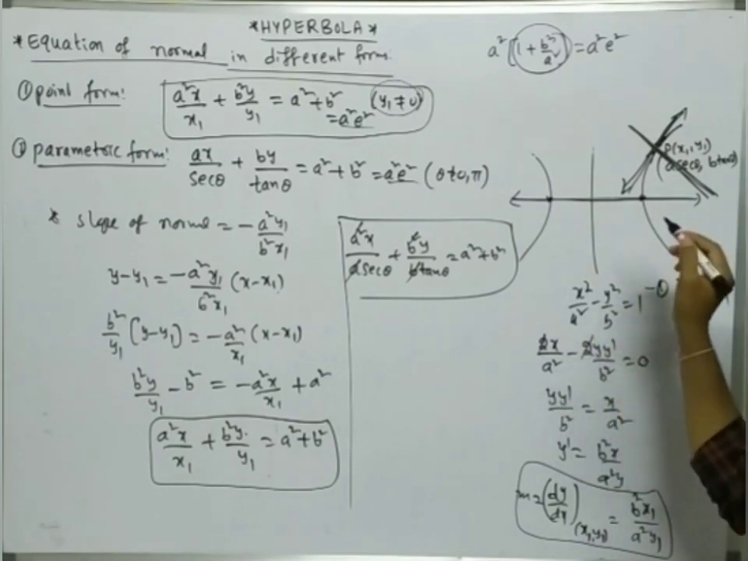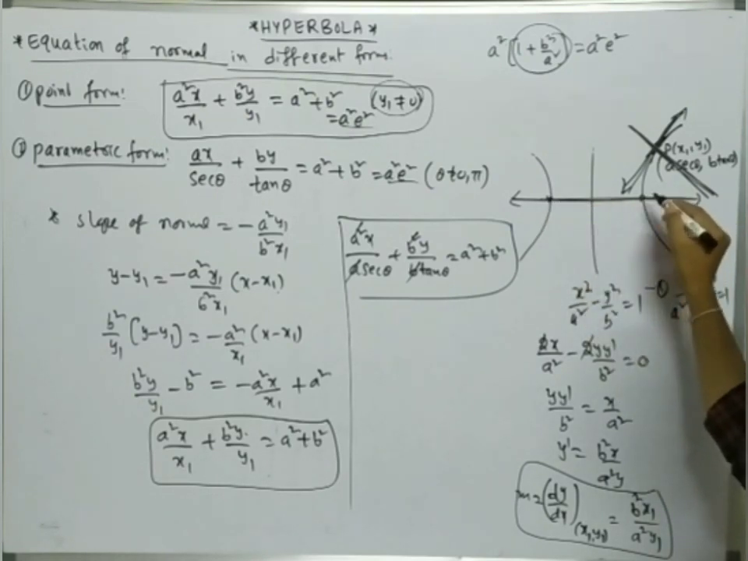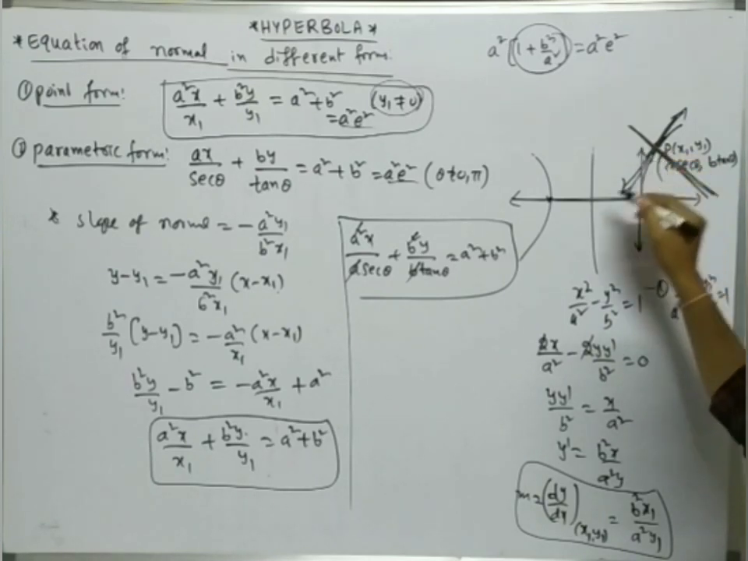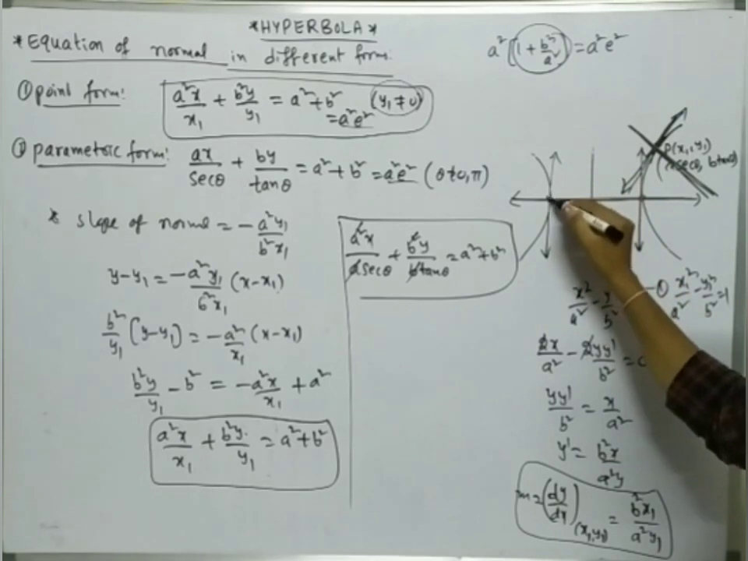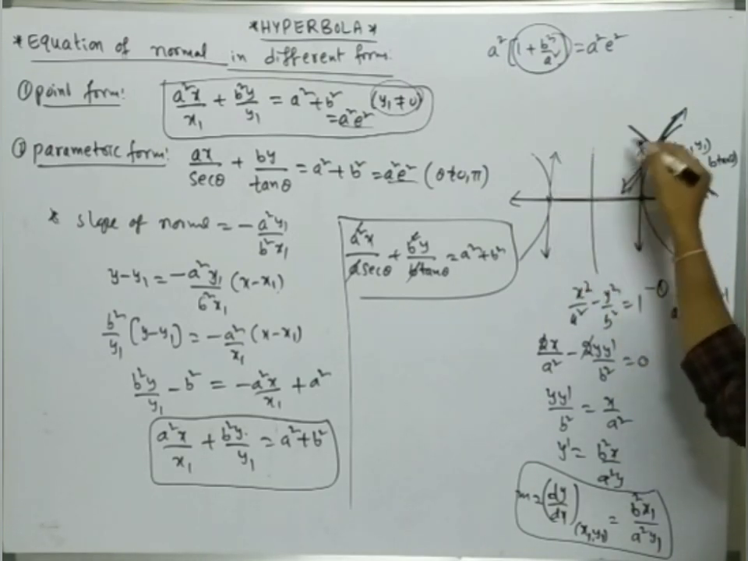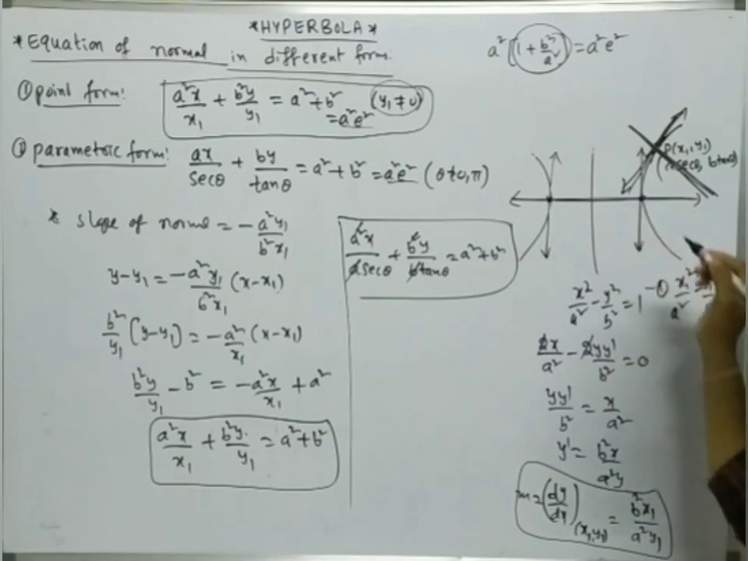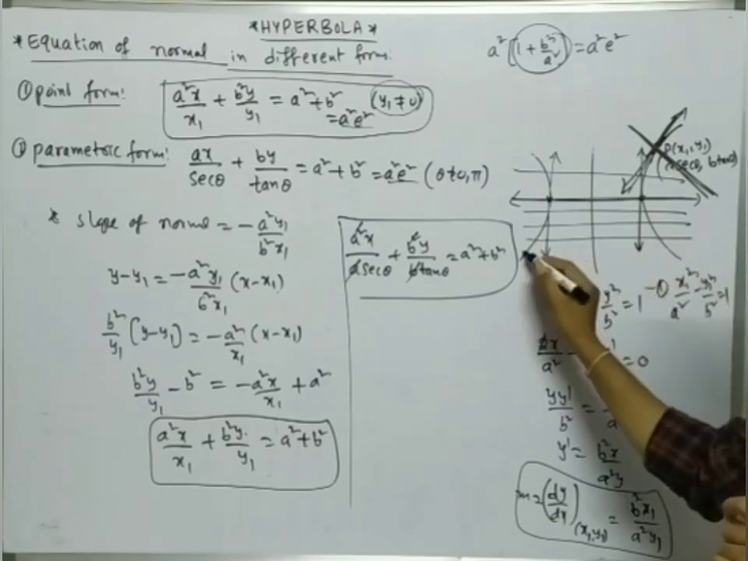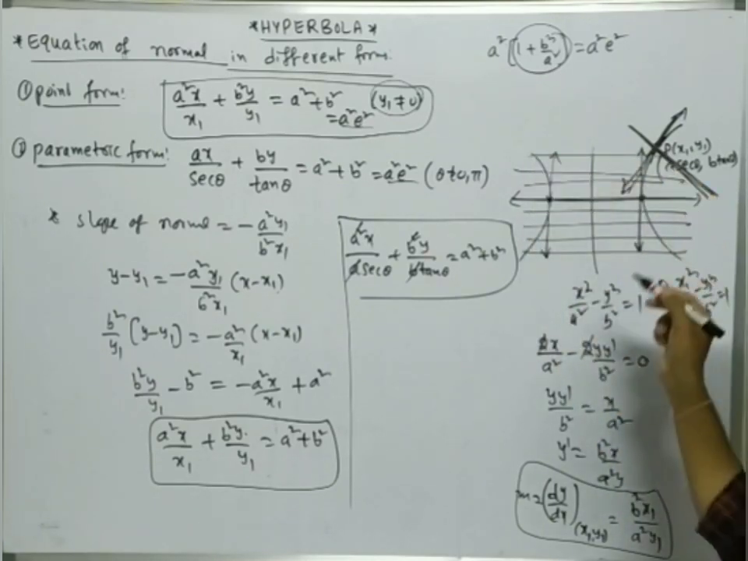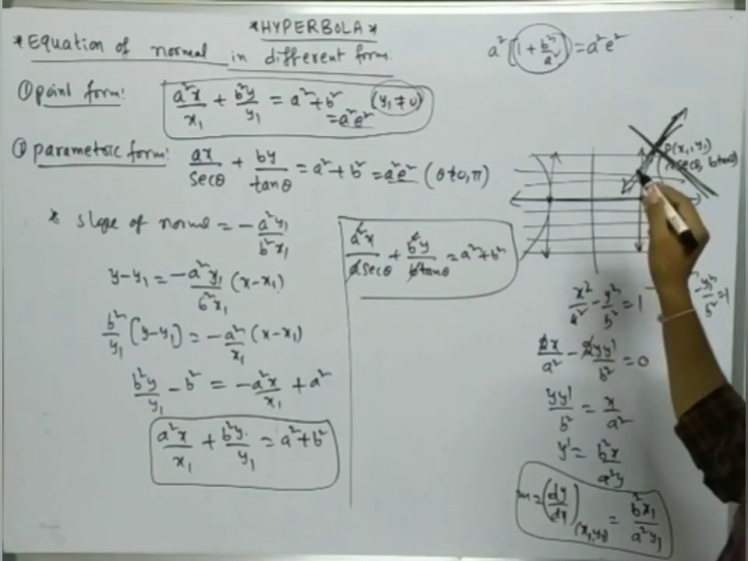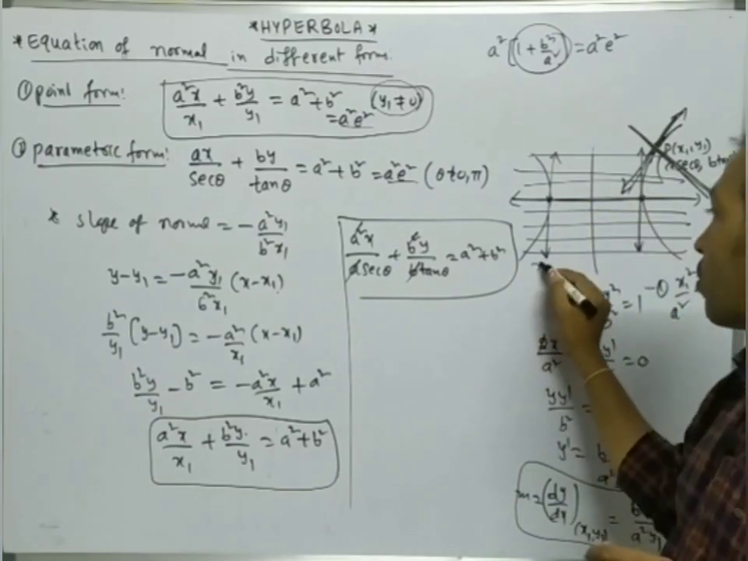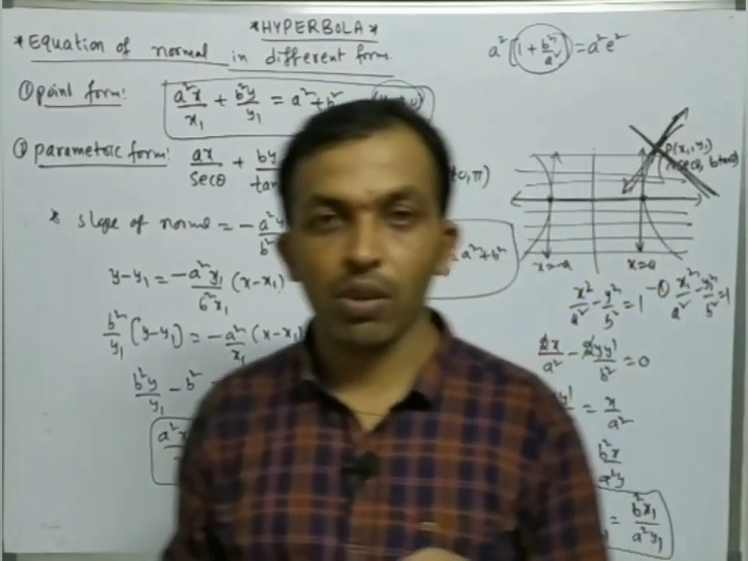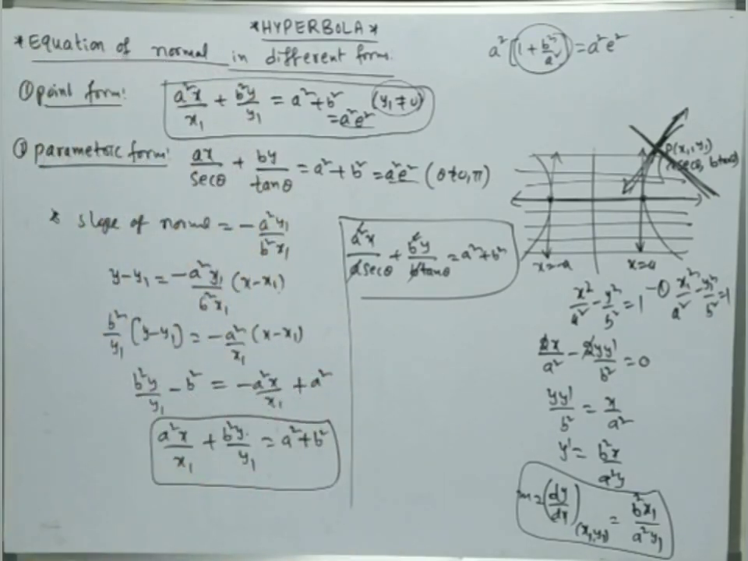The slope of the normal here is 0, and at the vertices there are two tangents called vertical tangents. Vertical tangents exist only at the vertices, and there are no horizontal tangents. Observe, there are no horizontal tangents. Vertical tangents exist, but they exist at the vertices. Their equations are x is equal to minus a and x is equal to a. So this is the discussion about the equation of the tangent and the equation of the normal.